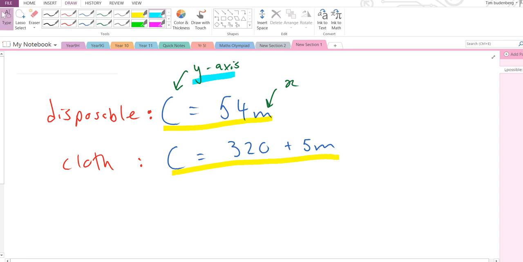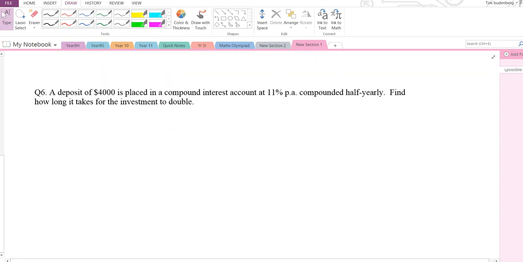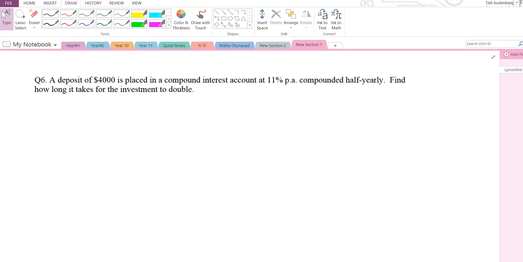Alright, now, the last page. I thought I'd have a go at one question. Hopefully you can use this example to go on from others. A deposit of $4,000 placed in a compound interest account at 11% per annum, compounding half yearly. Find how long it takes for the investment to double.